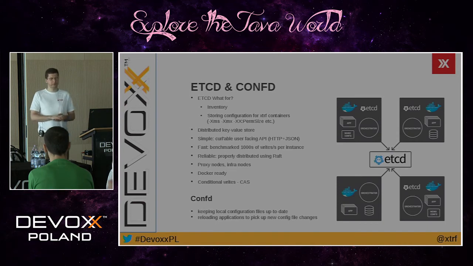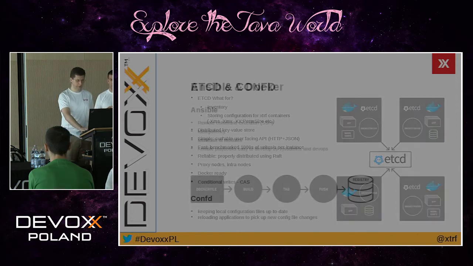Confd fits that need. It simply listens to etcd events, right? Because you need to update etcd just to tell the infrastructure that the new container from now on runs on a different machine or on a different port number, and it sends the proper signal to the Nginx daemon just to reload the configuration. So etcd plus confd, real powerful combination. So feel encouraged to find out more.